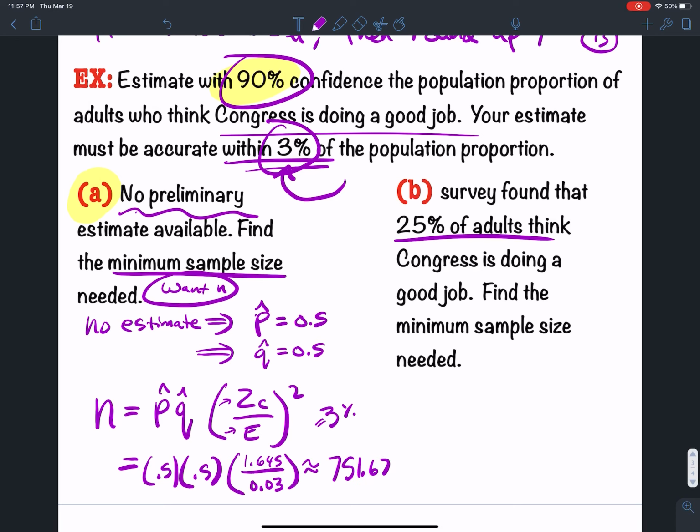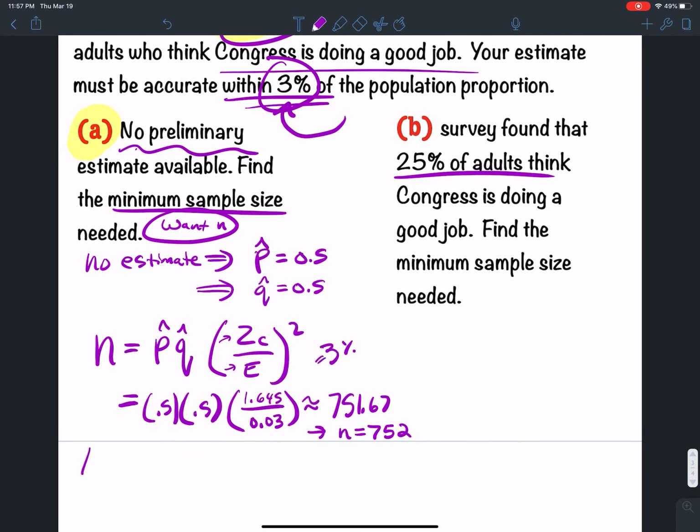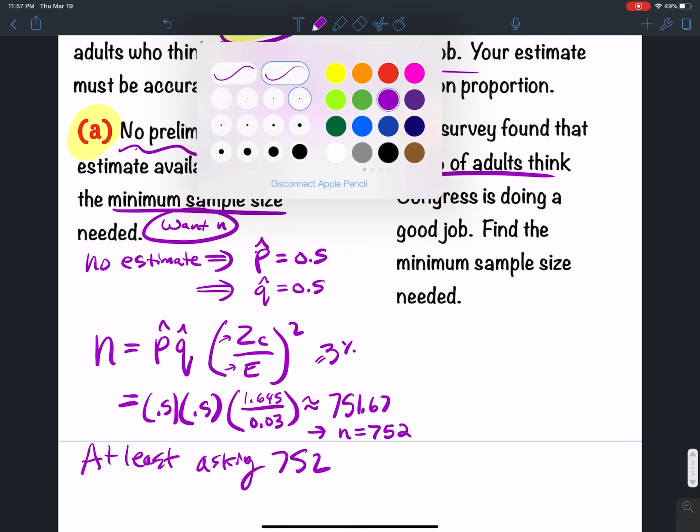When I type this in my calculator, I get 751.67. You gonna go out and ask 0.67 people? No, you better not. So n is equal to 752. It's at least 752 that it would take, asking 752 to be within 3% margin of error for the true proportion. That's how many people we'd have to ask if we had no preliminary information.